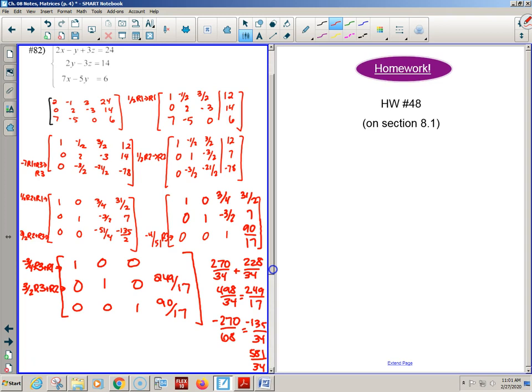Oh, I checked it yesterday. I'm pretty sure it was 90 over 17. Has no one figured out how to do this in their calculator? You got decimals. How do you make a fraction? Perfect. How about 249 over 17? That's 254 over 17. Oh, bummer. Did I make a mistake? 498. I thought I was close.